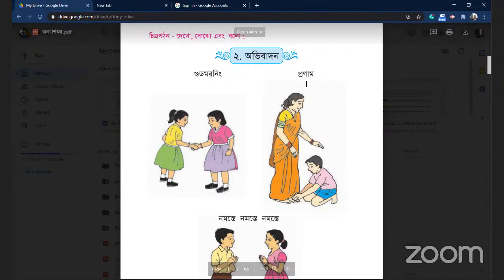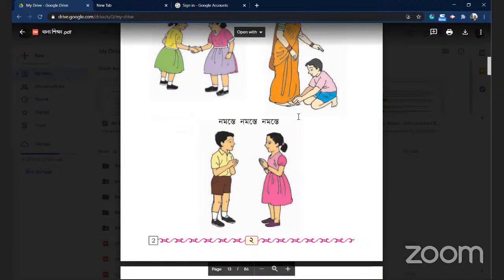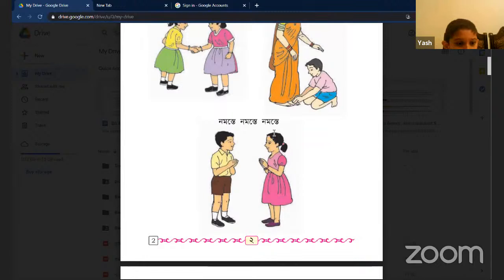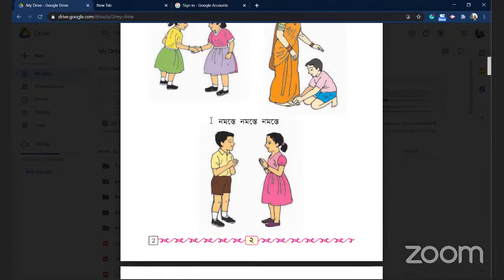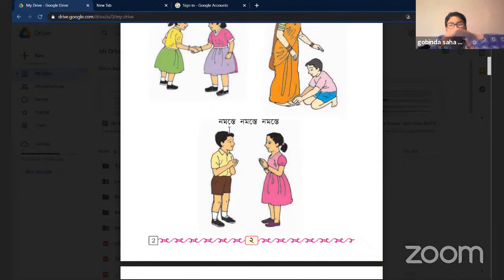Okay, so can you read, where is Yash? Can you read this in front, on top of the boy and girl? What is there? Can you read this line here? Same word three times, I know. Do you see where my mouse is? Yes. Yeah, can you read this? Okay.